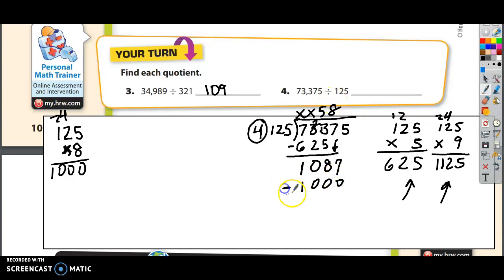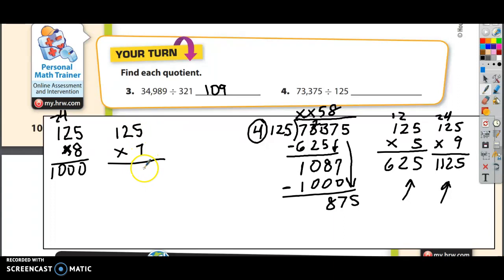So I've got 1,087 minus 1,000. That's simple subtraction. It's 87. Bring down this 5. Now, how many times does 125 go into 875? I'm going to use a little common sense here. I know that 125 times 8 is 1,000. That's too high. 125 times 9, that's too high. 125 times 5, that's too low. So what I haven't tried yet is 7. I'm going to try that one.